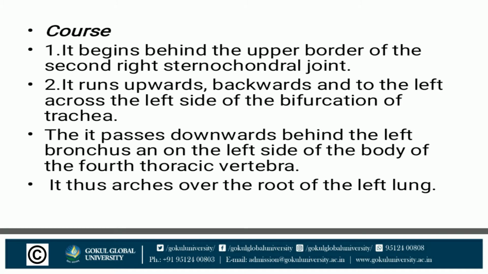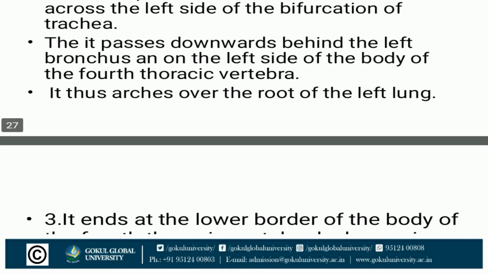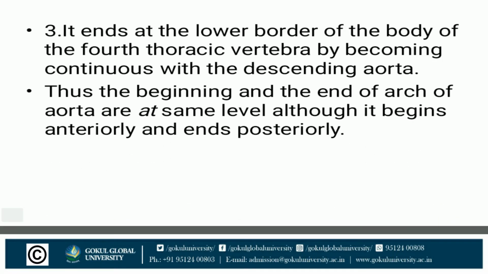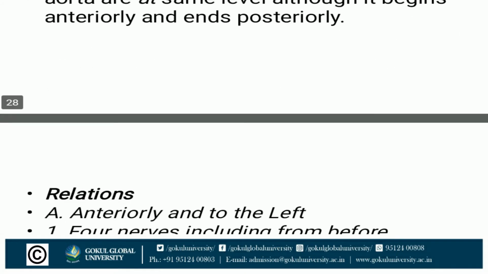Then it passes downward behind the left bronchus and on the left side of the body of the fourth thoracic vertebra. It thus arches over the root of the lung, ends at the lower border of the body of the fourth thoracic vertebra by becoming continuous with the descending aorta. Thus, the beginning and the end of the arch of aorta are at the same level, although it begins anteriorly and ends posteriorly.